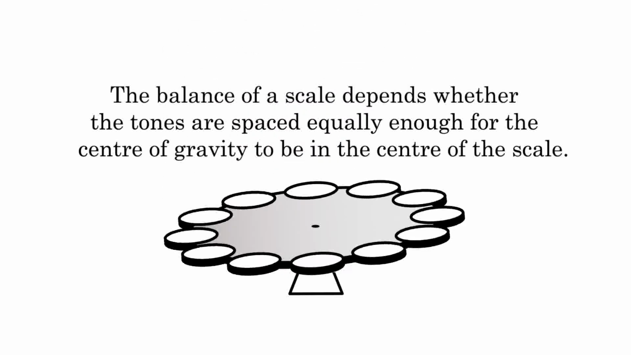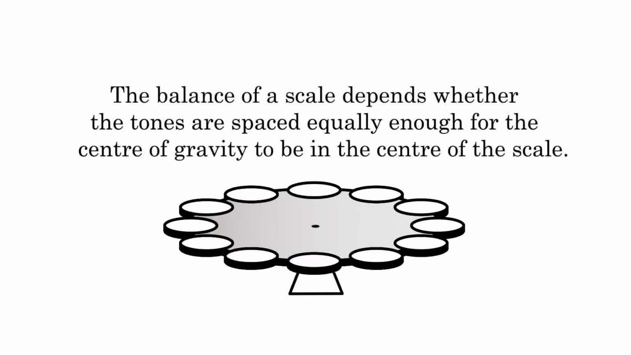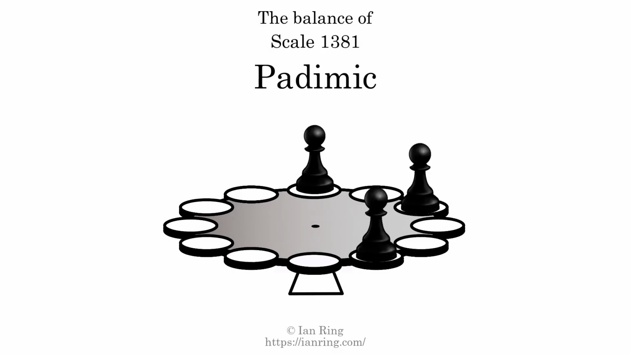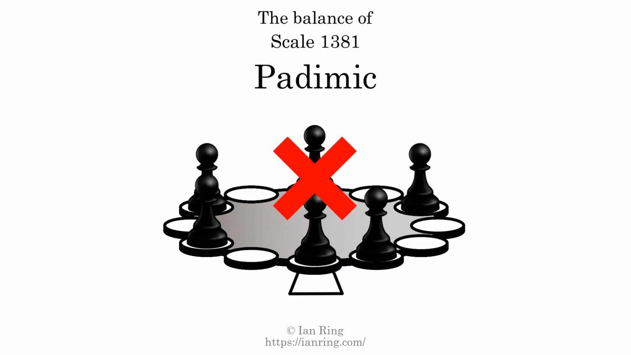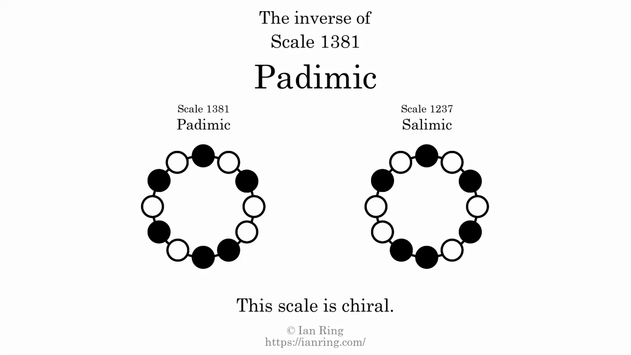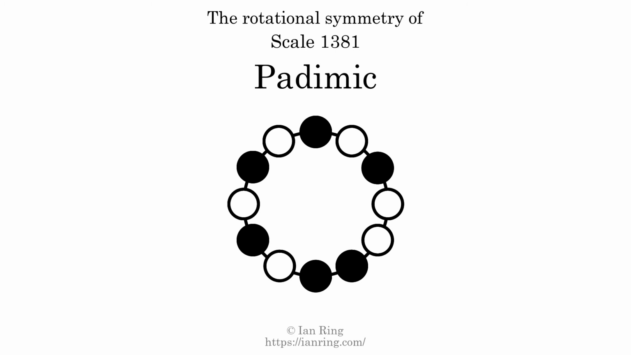The balance of a scale depends whether the tones are spaced equally enough for the center of gravity to be in the center of the scale. This scale is not balanced. The inverse of a scale is a mirror image. It is what you get when the sequence of intervals is reversed. The inverse of this scale is scale 1237, also known as Padimic. This scale is chiral. It cannot transform into its inverse by rotational transformation. This scale has no rotational symmetry.